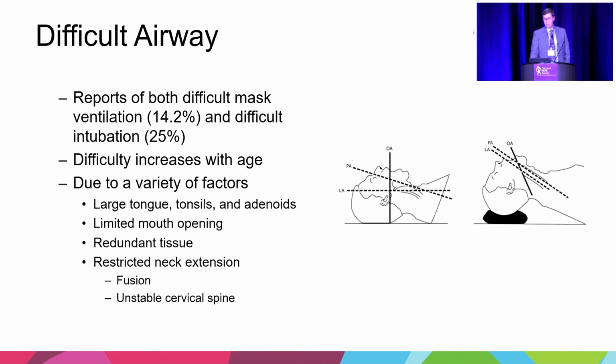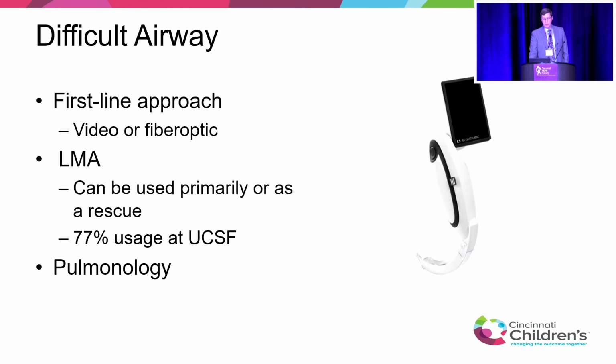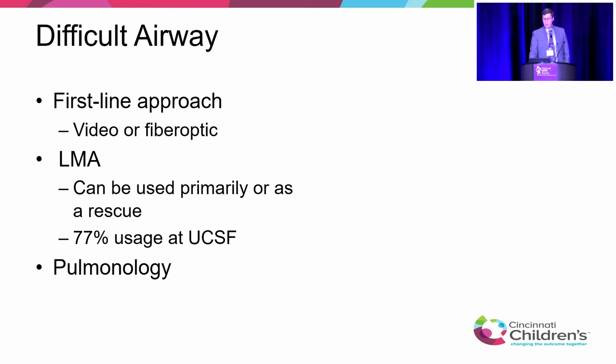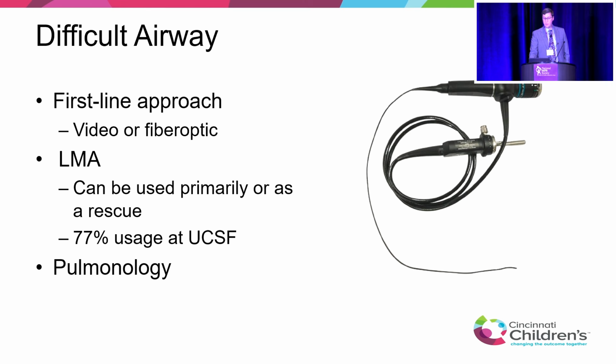You can see in this image are the three axes which we traditionally have to align in order to visualize the structures to intubate a patient. And anything that makes alignment of those axes challenging can result in a difficult airway. So what can we do about this? Well, it's generally recommended that the first line approach is with some sort of indirect device by a skilled practitioner. That could be a video laryngoscope like the McGrath pictured here, or it could be with a fiber optic scope, which is pictured here.